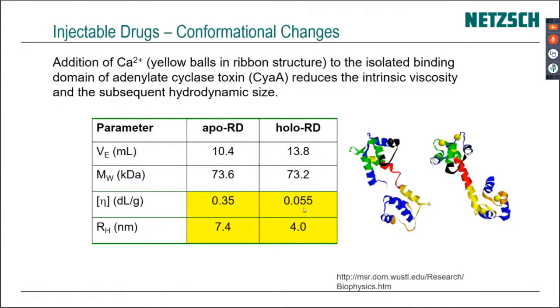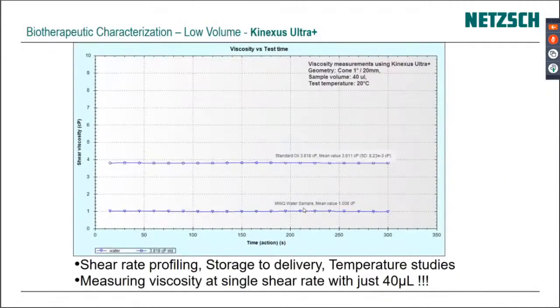And so we found that maybe by changing the pH also, or by changing the structure of the sample, you can change the viscosity. And the good thing is that on the Kinexus Ultra Plus rheometer that we have, you can test very, very small volumes. This is 40 microliters of sample, and here's a Milli-Q water sample.